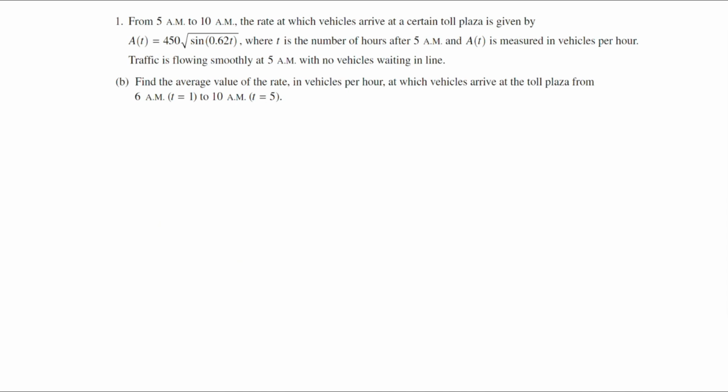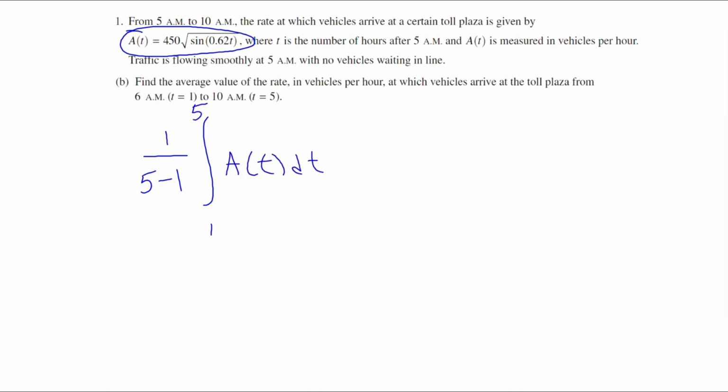In part B, they want us to find the average value of the rate in vehicles per hour at which the vehicles arrive from t equals 1 to t equals 5. Well, if we have the function that represents the rate, to find its average, we just use the mean value theorem for integrals. So we're going to do 1 over 5 minus 1 times the integral from 1 to 5 of A of t dt. That math statement there earns you the first point.